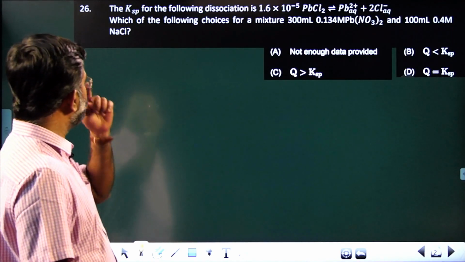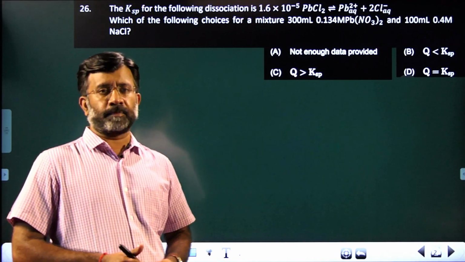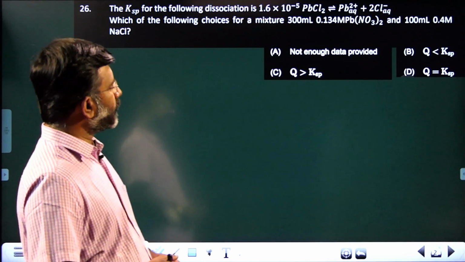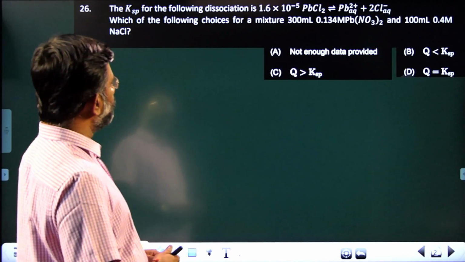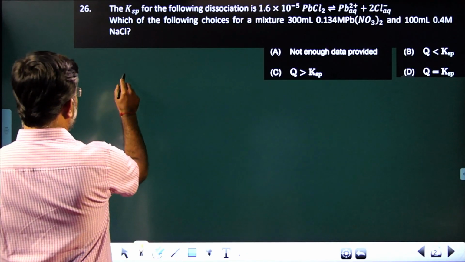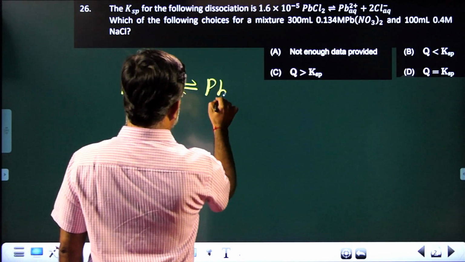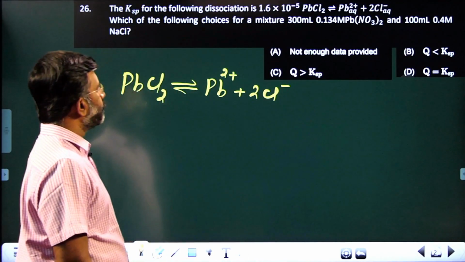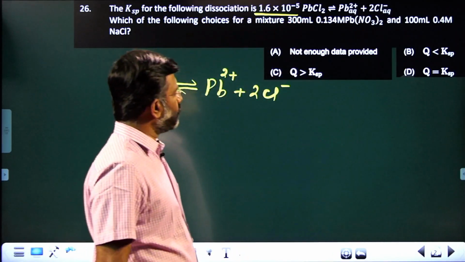First question. The Ksp for the following dissociation: PbCl2 giving Pb2+ plus 2Cl minus, for which the Ksp value is given as 1.6 into 10 power minus 5.